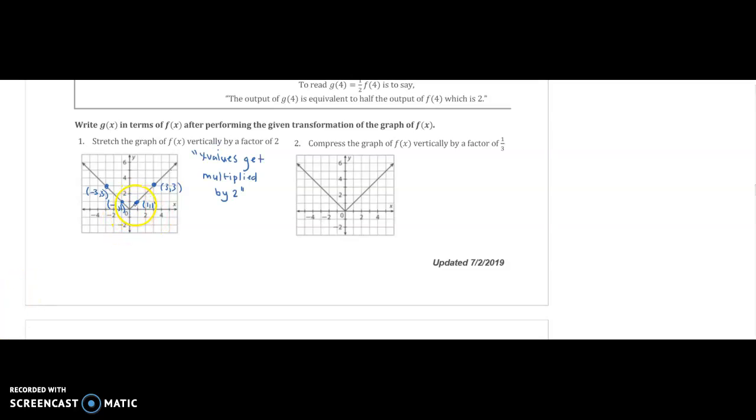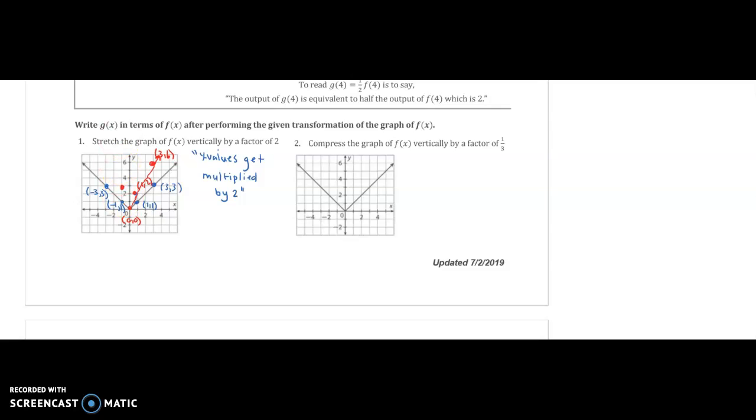This point, we go over 1, and then our y value of 1 gets multiplied by 2, so it goes up to 2. Let me make this red. So this is now 1, 2. X values stay the same, y values get multiplied by 2. This one, 3, 3, goes to 3, 6. 3 times 2, 3, 6. Alright, here we go. This point is 0, 0 still. It stays 0, 0 because 0 times 2 is still 0, right? Okay, now this one, -1, 1, goes to -1, 3.